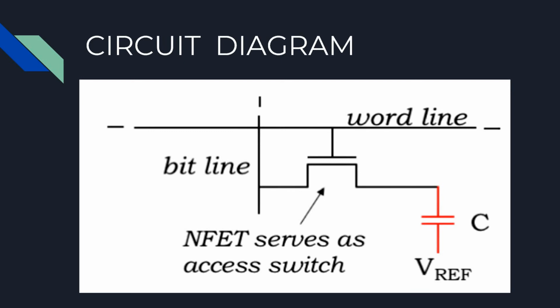If the capacitor was storing a digital 1 and hence was at a higher voltage, charge will flow from the capacitor into the bit line, raising the voltage of the bit line. If the capacitor was storing a digital 0 and was at a lower voltage, charge will flow from the bit line into the capacitor, lowering the voltage of the bit line.